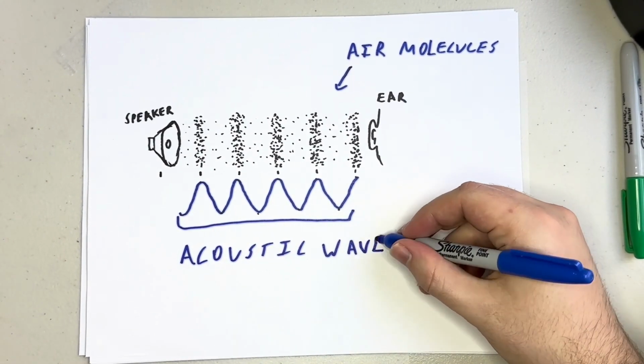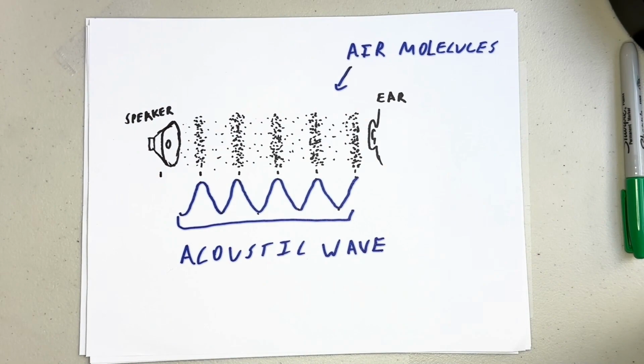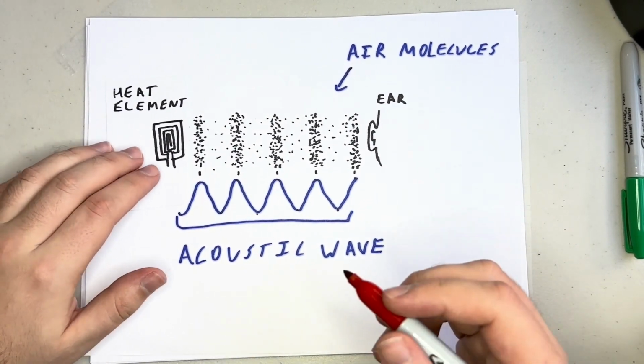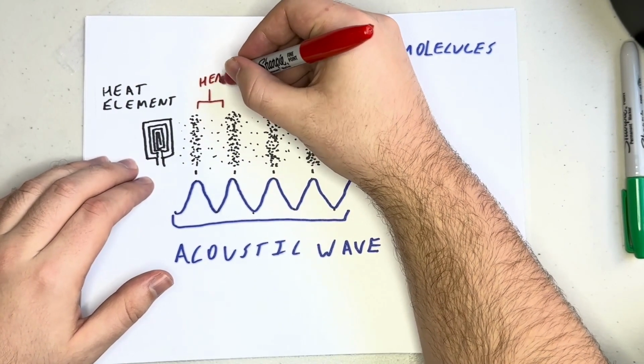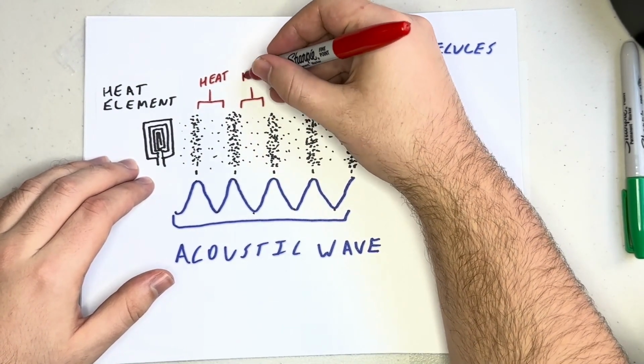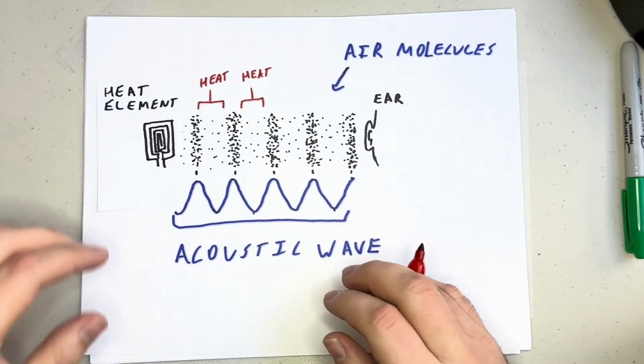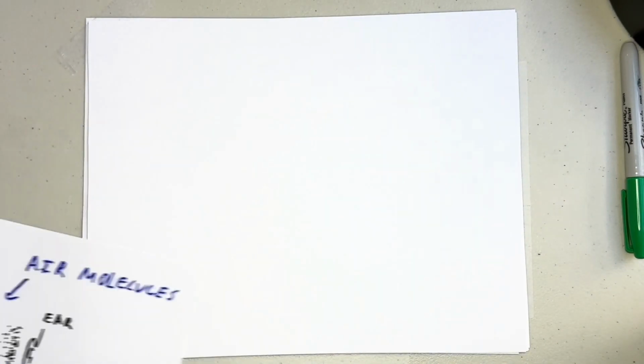We can illustrate the thermal acoustic effect by replacing that speaker with a resistive heating element similar to what's in your toaster. By turning the heating element on and off, we can vary the pressure in the air, similar to how the speaker does. The gas expands with the periodic application of heat.